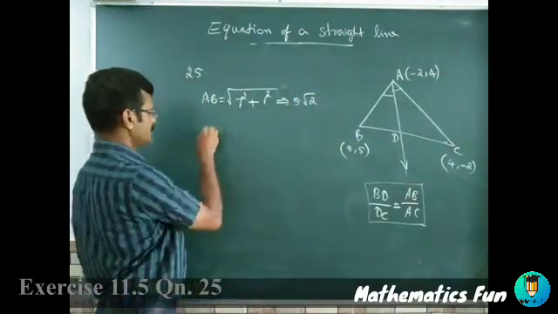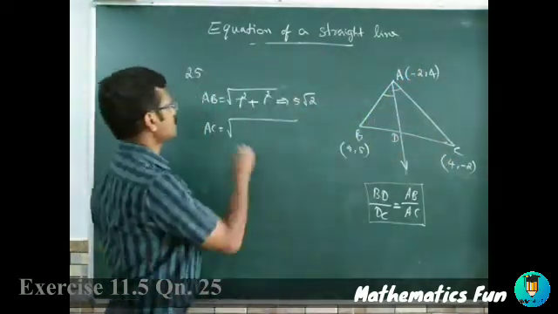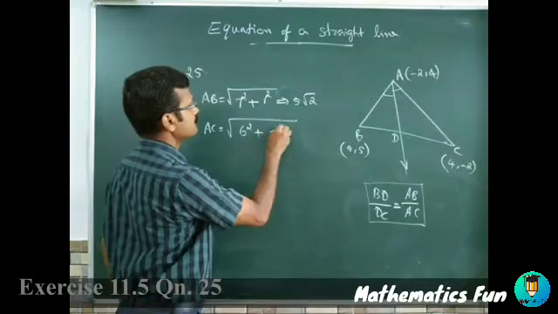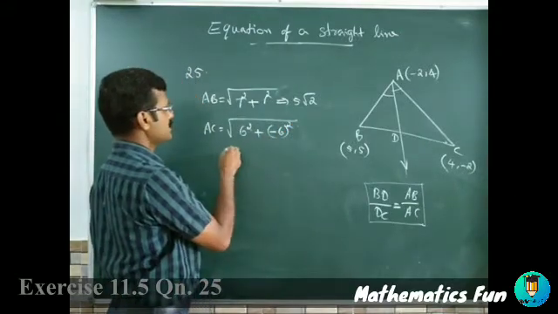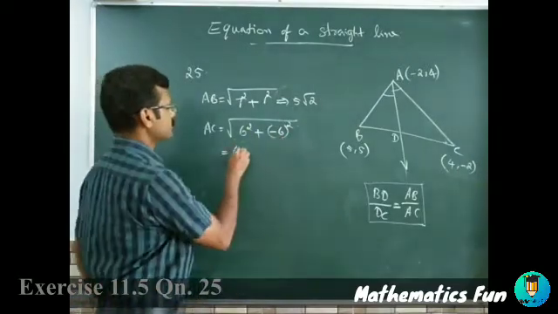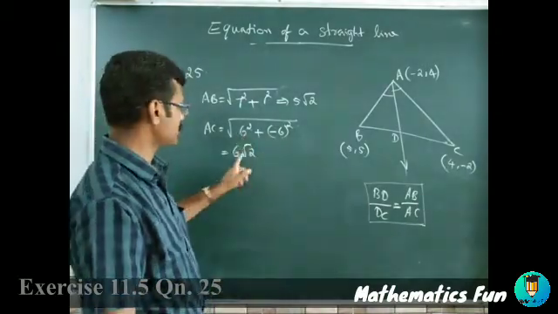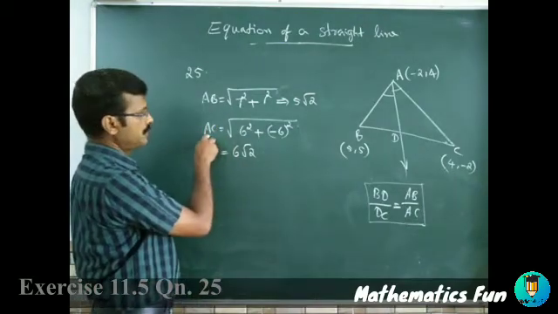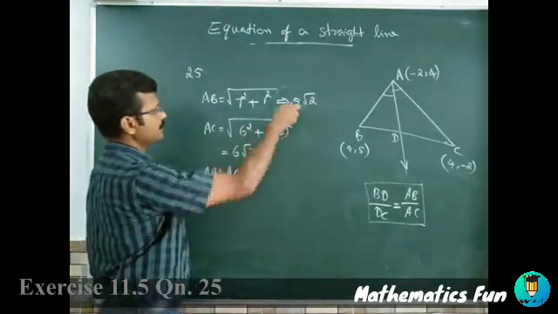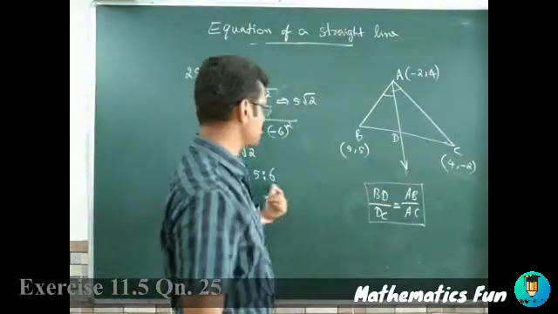That is AB. Now AC also I am finding by distance formula. 4 minus minus 2, so 4 plus 2, 6 square, plus minus 2 minus 4, minus 6 square. If I simplify, 36 plus 36, 72. Root 72 is root of 36 into 2, so 6 root 2. So naturally the ratio AB is to AC is 5 root 2 is to 6 root 2, that is 5 is to 6.